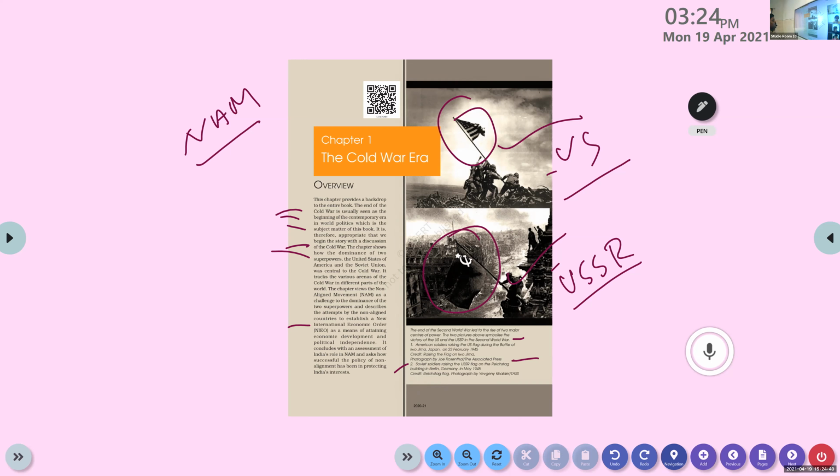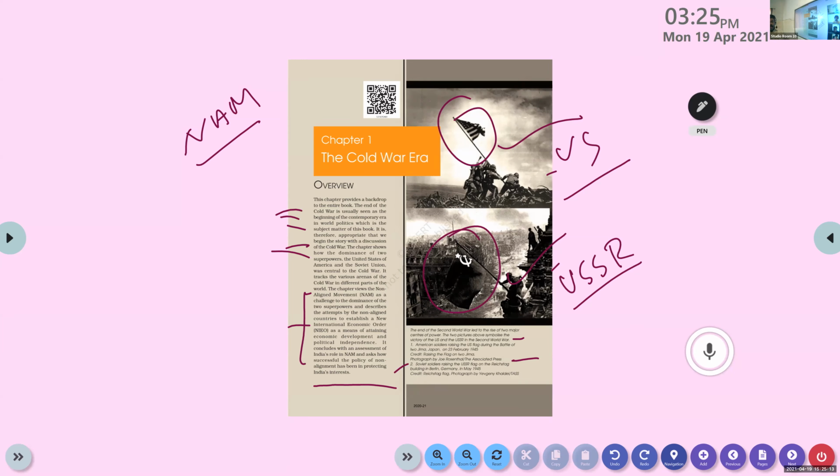Again, this was a means of attaining economic development and political independence. So the NAM countries tried to create a new economic order to attain economic development and political independence. That's what NIEO stands for. So it concludes with the assessment of India's role in NAM and asks how successful the policy of non-alignment has been in protecting India's interests.